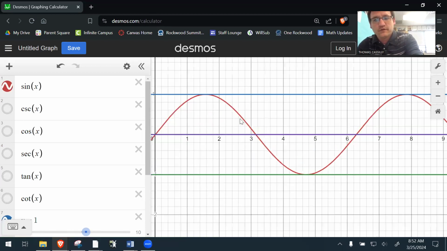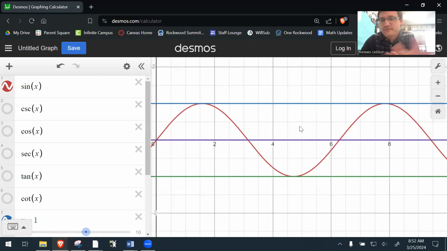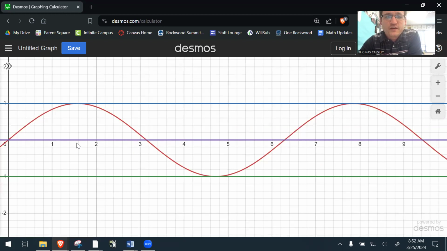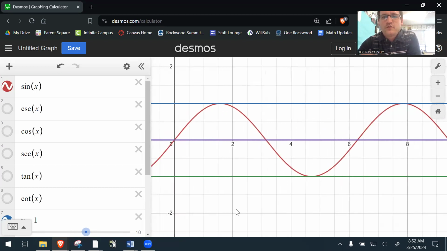Let's see if I can zoom in on this one. I can't. All right, so let's just identify everything that's going on here. This first function, this red curve, is a sine function. For the sine function, there are five main pieces that we talk about. If I click on it, you can see all those special points that pop up.